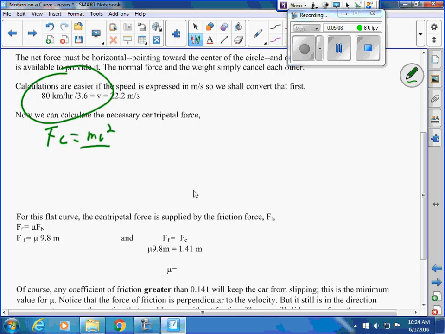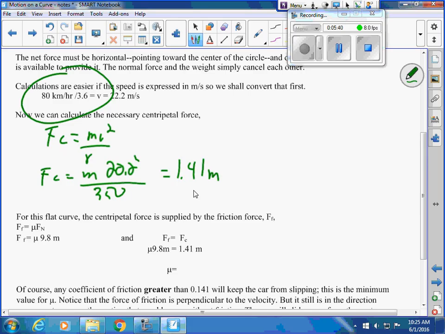Haven't we been talking about centripetal force the whole time? Fc is equal to m, the velocity is that 22.2 squared, all over the radius of the curve, which is 350. And you notice that you get a value of 1.41 m. Why is it just m? Because we don't know the mass of the vehicle.